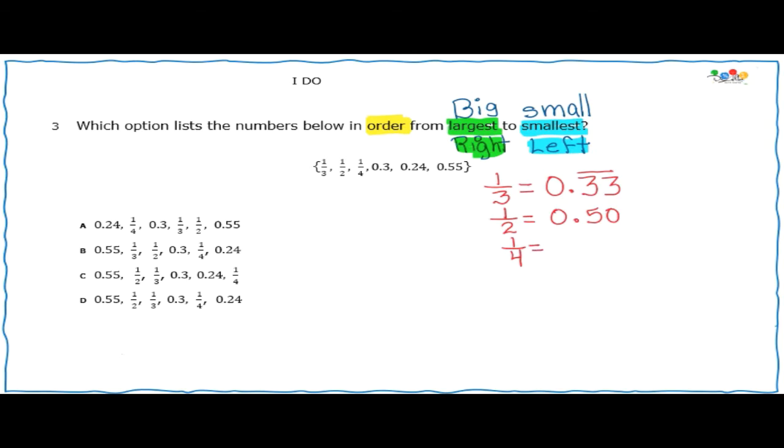1/4. Think about money. Isn't that like a quarter? 1/4, it's a quarter, right? How much is a quarter worth? Exactly, 0.25, right? 25 cents.